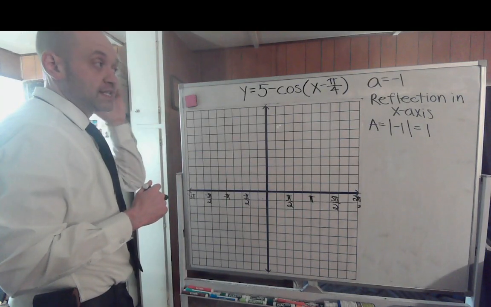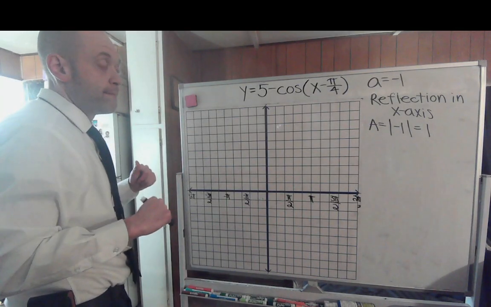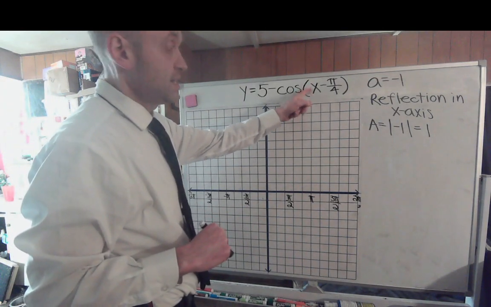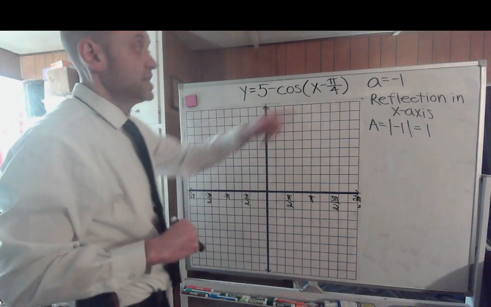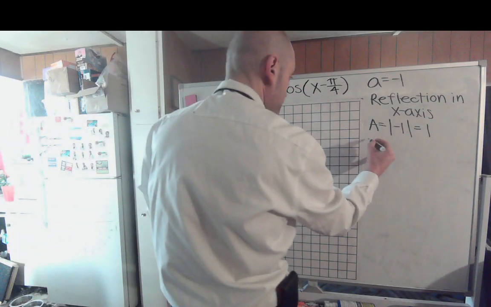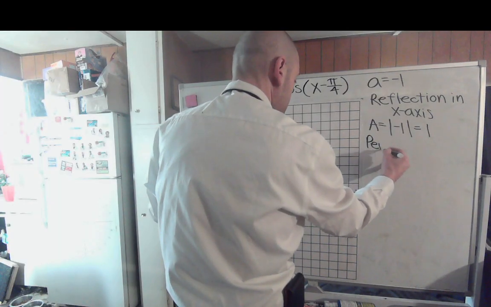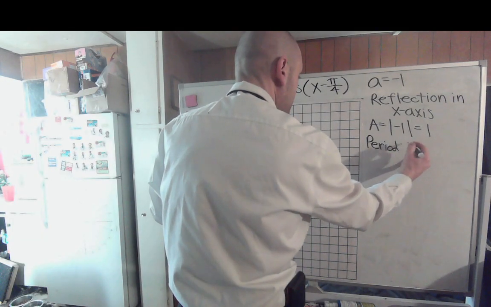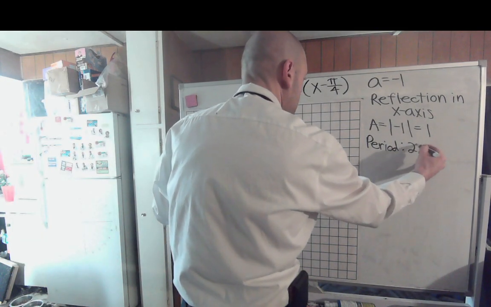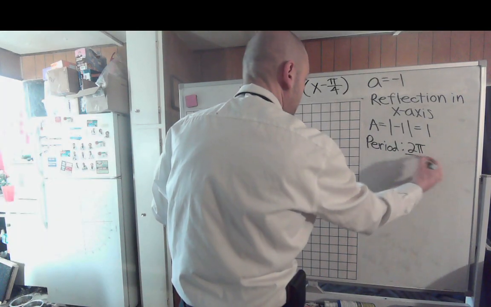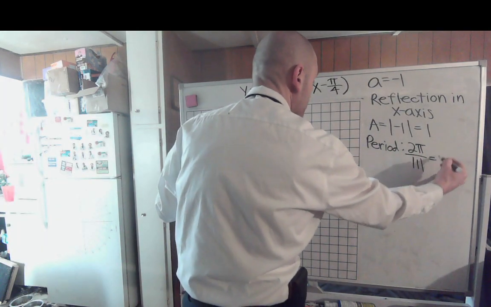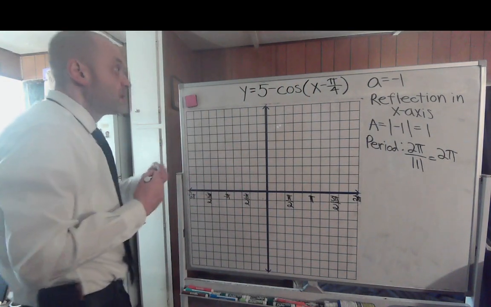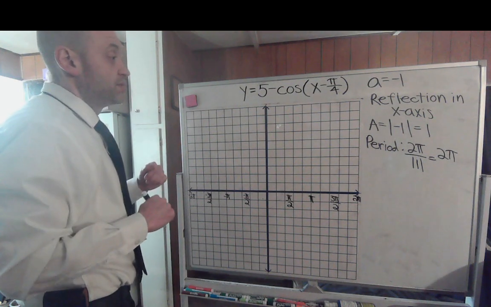Now, let's look for the period. So the coefficient inside the parentheses on the x is 1. You see no number outside the parentheses, so that means your period is still going to end up being 2 pi over the absolute value of 1, which would give you a period of 2 pi. So that hasn't changed.